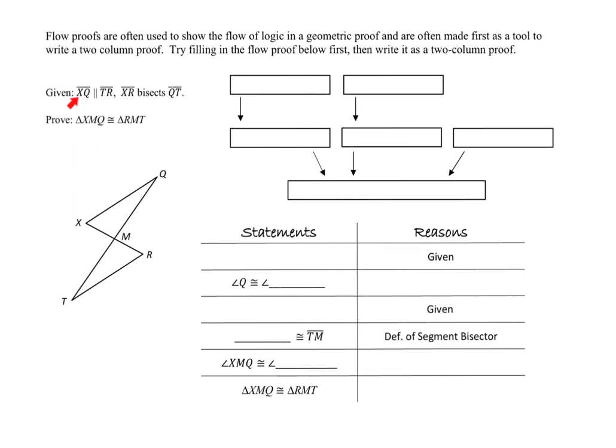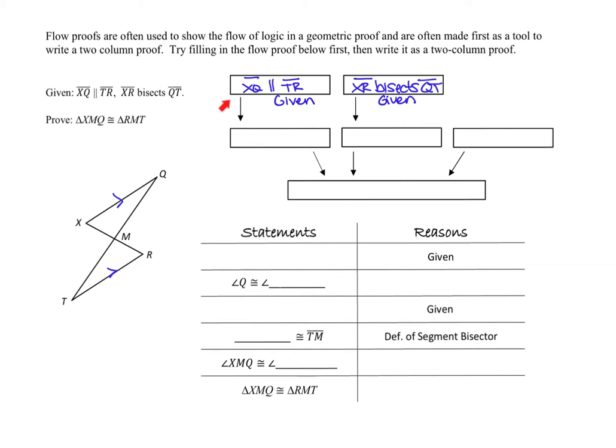So this says segment XQ is parallel to segment TR. So let's go ahead and mark the diagram. XQ is parallel to segment TR. Next, we have segment XR bisects QT. So XR is bisecting or cutting in half the larger segment QT. So we put the given information in the boxes and then the reason given underneath the box. So parallel lines lead to something. So it's very important that we get these boxes in the right order.